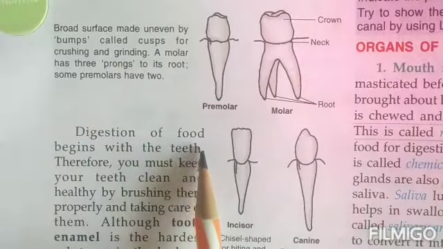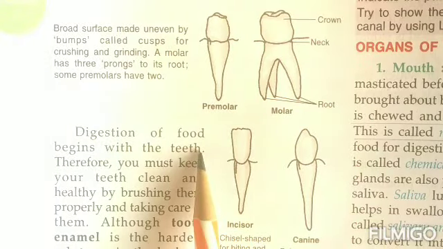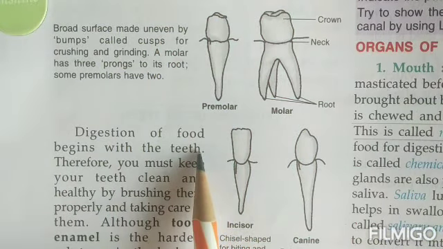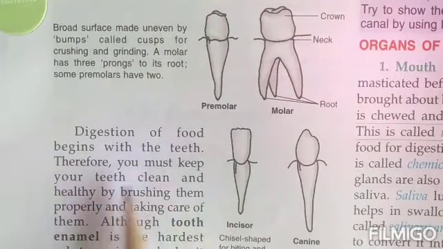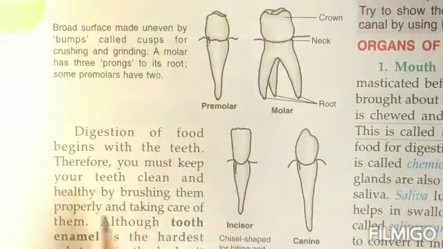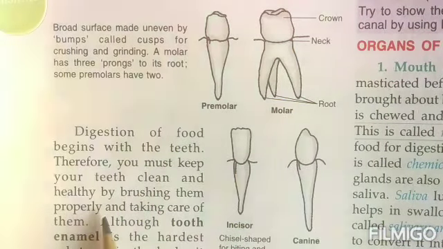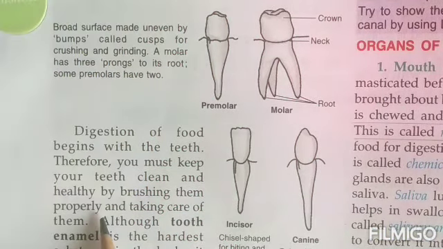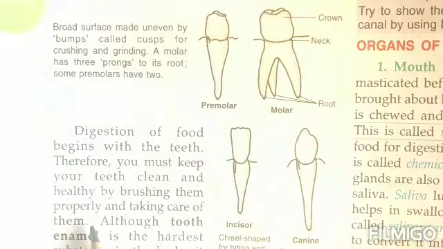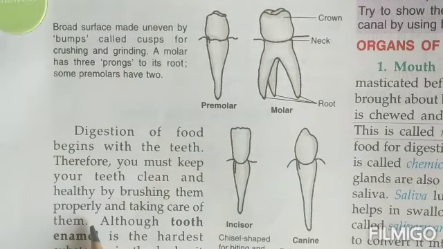Digestion of the food begins with the teeth. You know, the first point where the digestion begins is actually our teeth. Therefore, you must keep your teeth clean and healthy by brushing them properly and taking care of them. Now, this you know from your junior classes only children. It is necessary that we brush our teeth regularly and twice daily. Why? Because that is going to give us a healthy set of teeth.